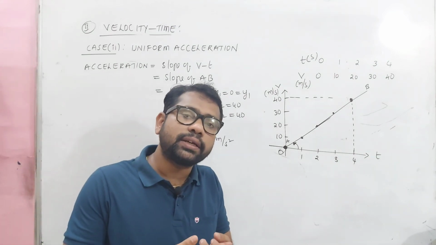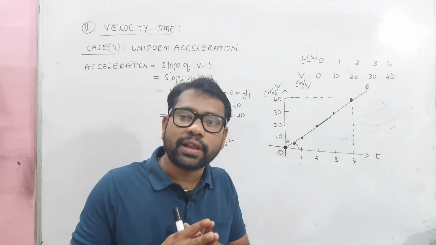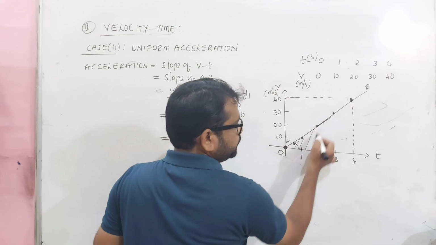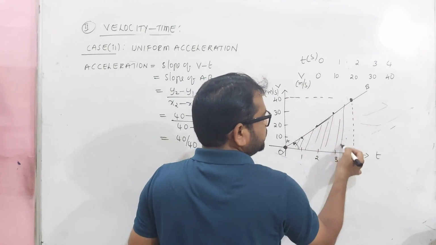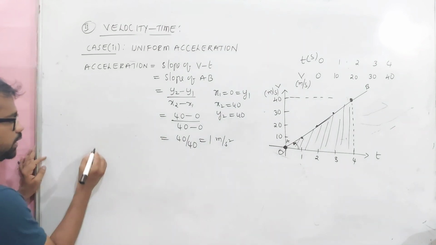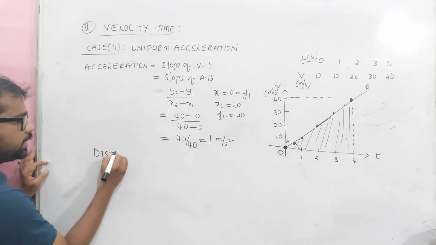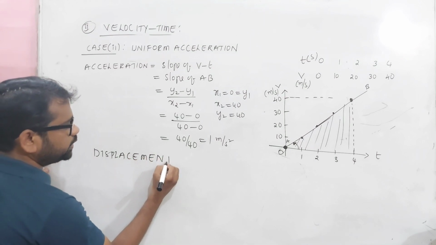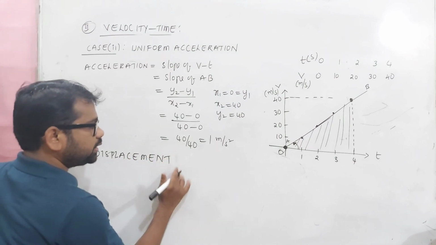Then how can we calculate the distance or displacement from a velocity time graph? By finding the area. Children, the area under this graph will give you the distance covered or displacement covered. Let us see how we can calculate the displacement.